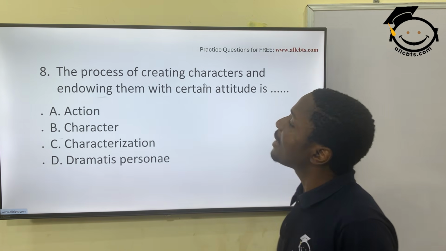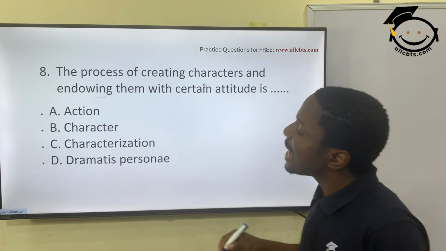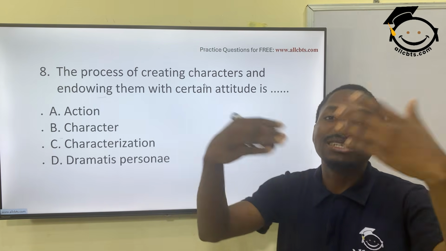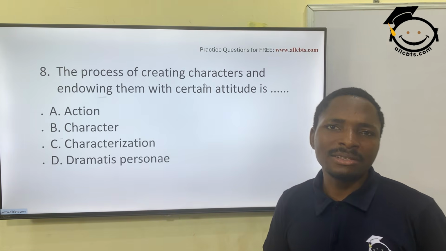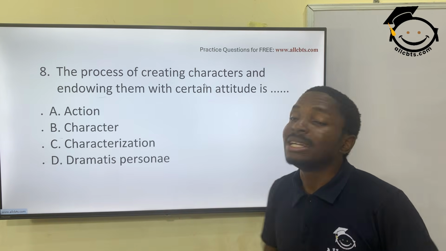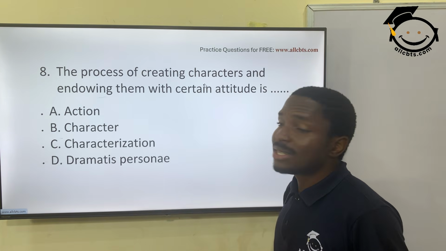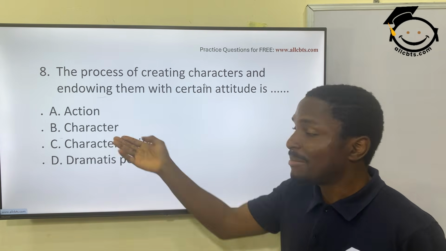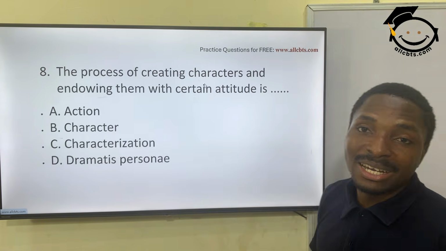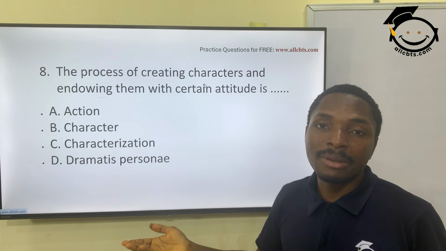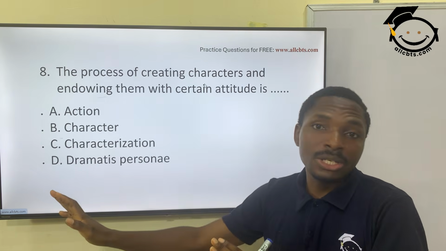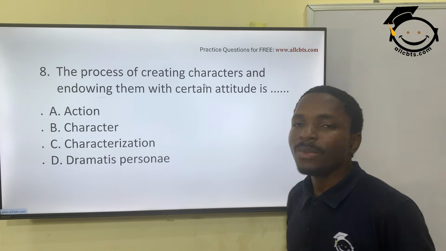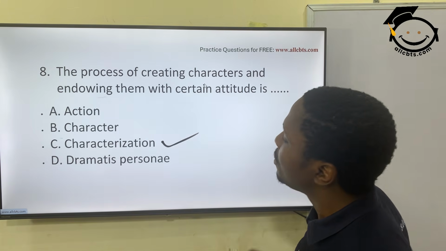The process of creating characters and endowing them with certain attitude is what? The process of creating characters and attributing characteristics to them, endowing them with certain attributes. It's simple. It's this compound word here, characterization. It can't be character because you are defining a term, and that's characterization. Even away from literature, this is the definition of characterization, giving characters to a thing. So that's characterization, which is C.